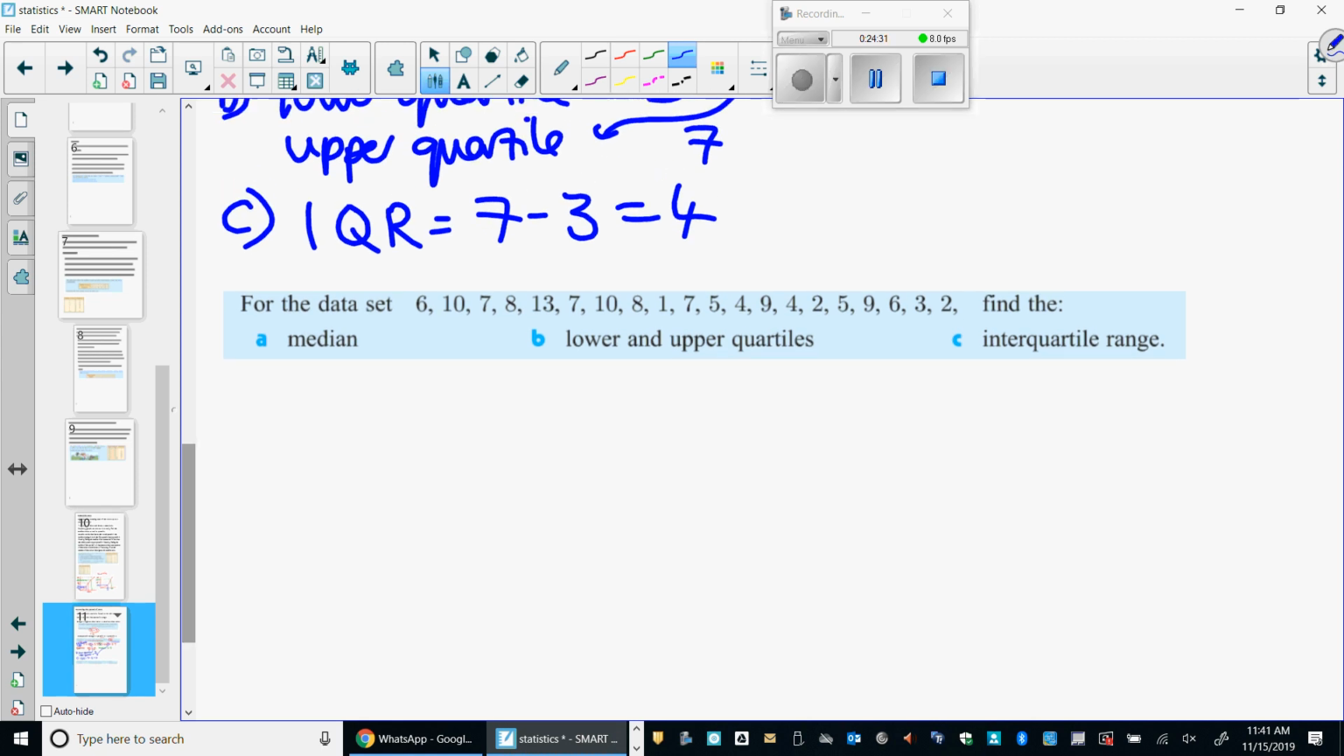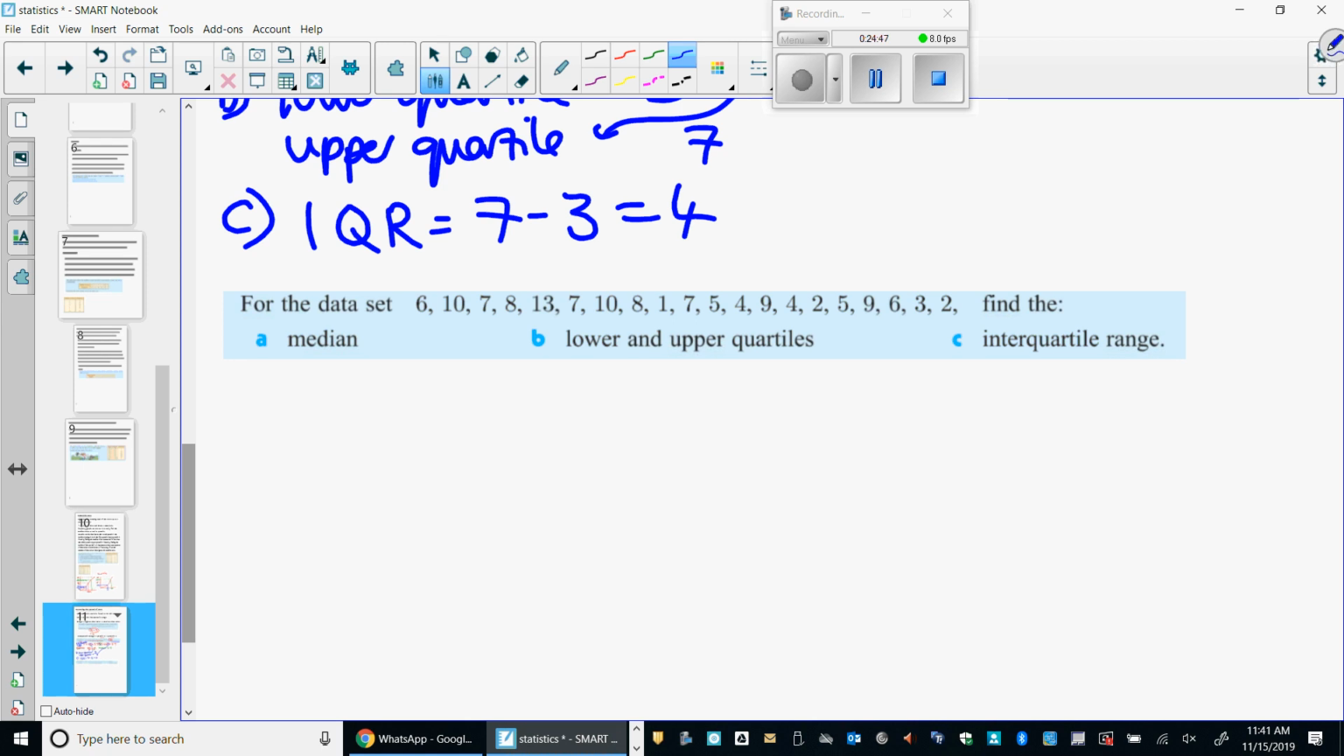Alright, so we're going to do another example now. Again, the median, the lower and upper quartiles, and the interquartile range. Our first step is the most tedious one, but it's the most important one, because if we don't do the first step, everything else is going to go horribly wrong.